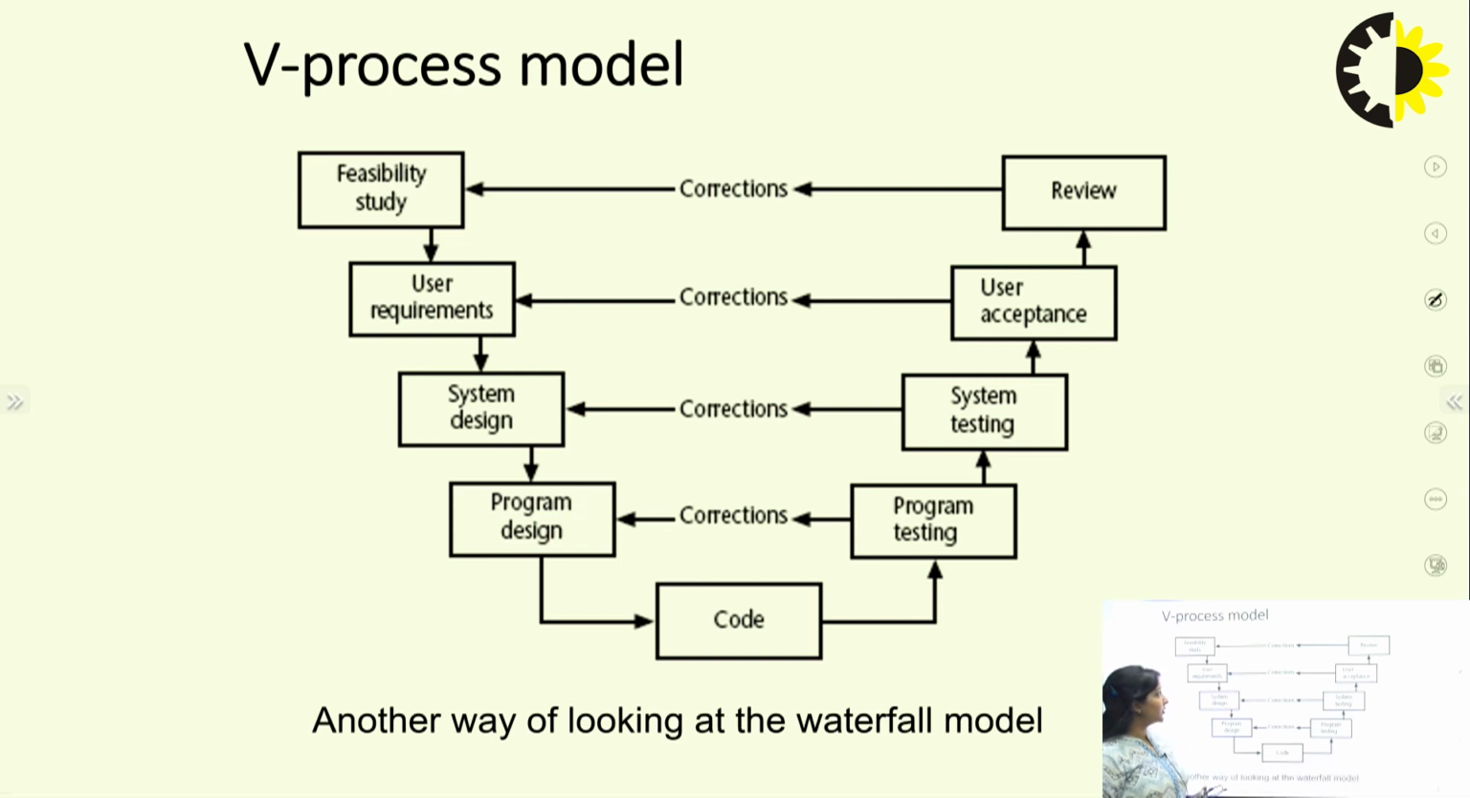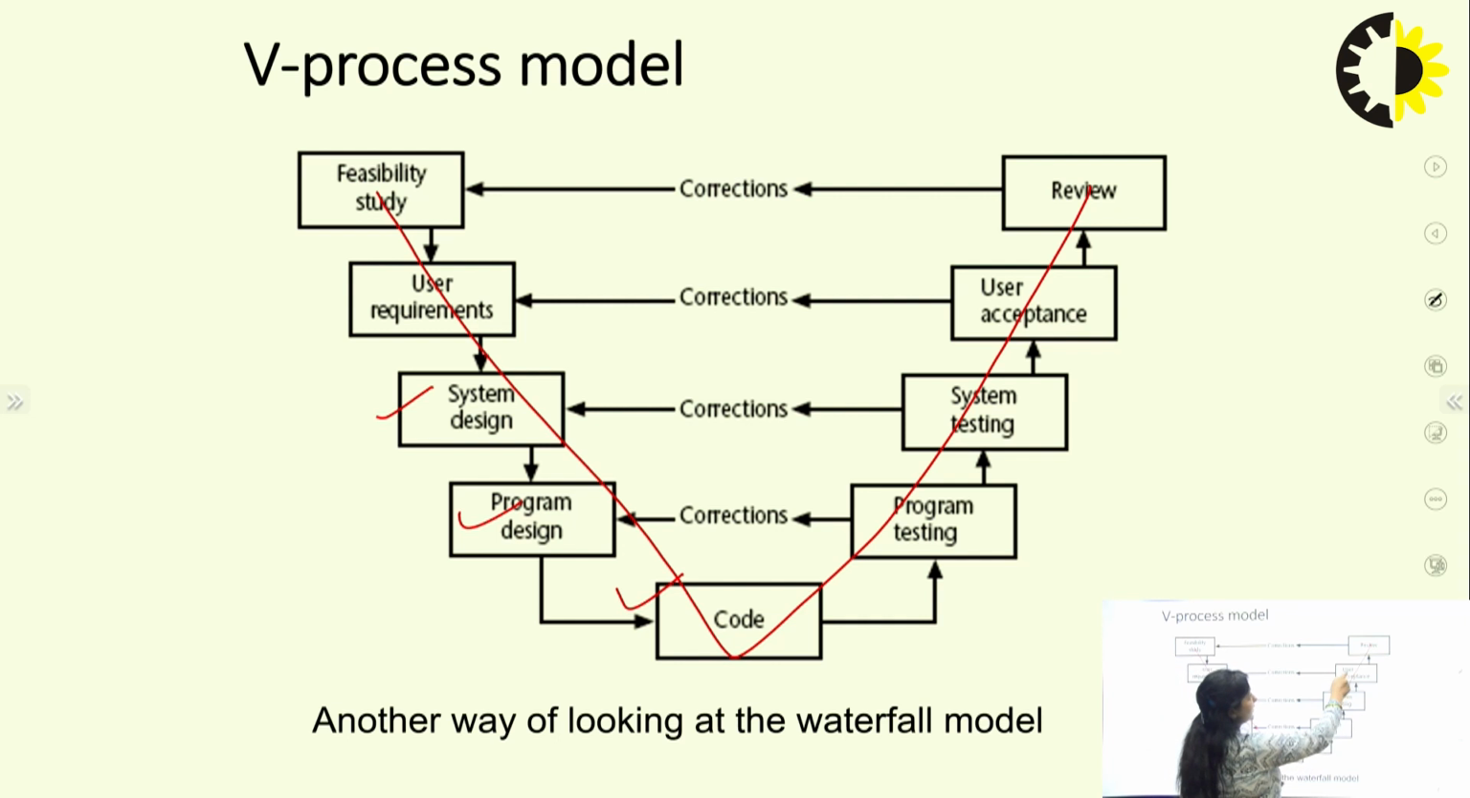Next is the V process model. In the V process model, as we can see, we have feasibility study, user requirements, system design, program design and the code. From the code, like the name V, it will form a variation of V. From the code, we will move forward to the program testing, system testing, user acceptance and review. It is another way of looking at the waterfall model, but unlike the waterfall model, I can have communication between the various stages as well.